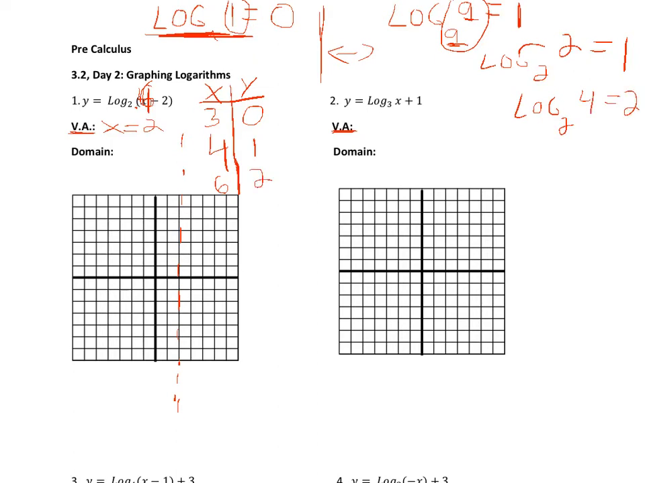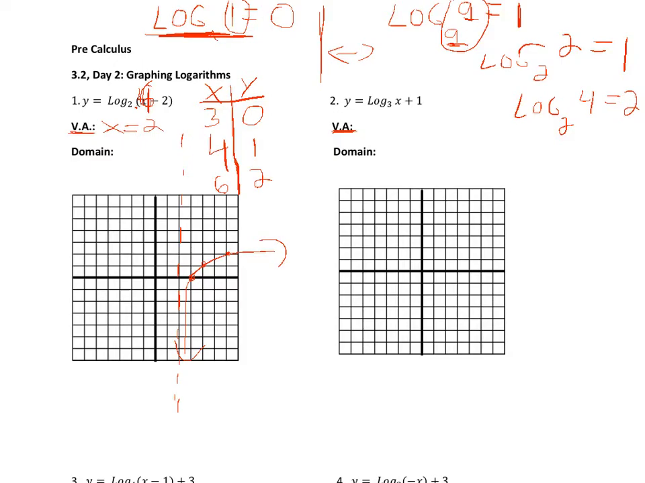So let's plot those, and really you'll see, once you plot a couple points, you really know what the graph looks like. It's very easy. Okay, we got 3, 0 right here. We have 4, 1, and then we have 6, 2. And then this goes up left to right, and then it curls down here, gets closer and closer to that VA, but it never hits.